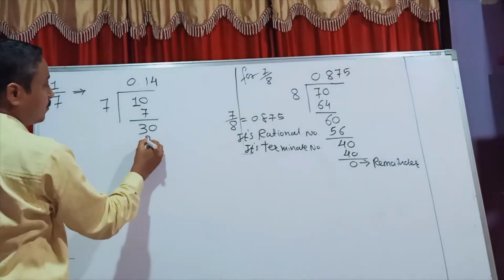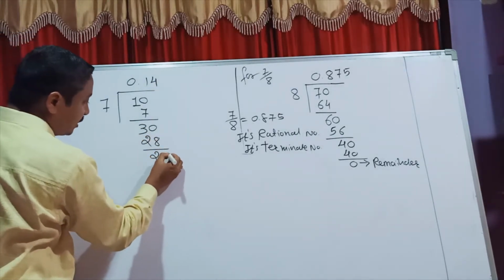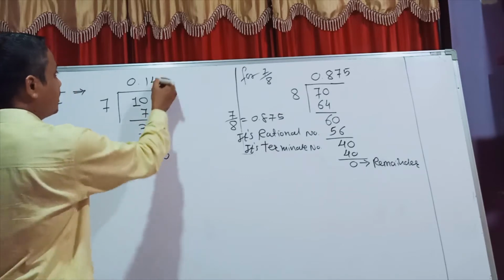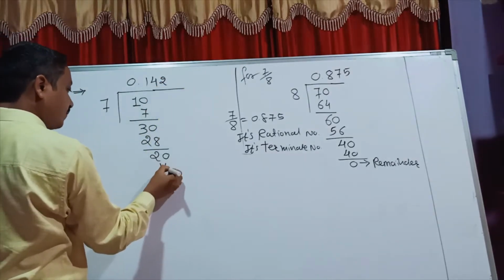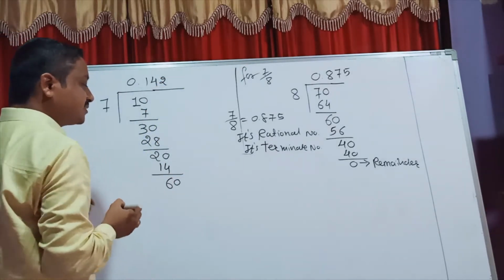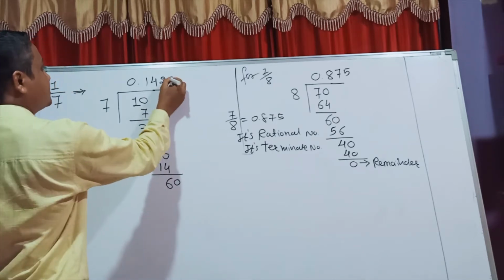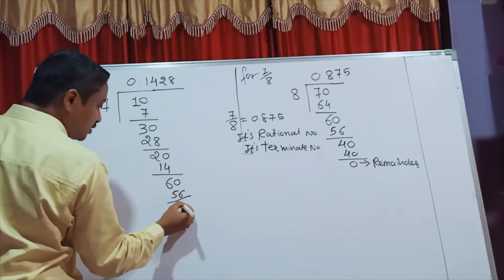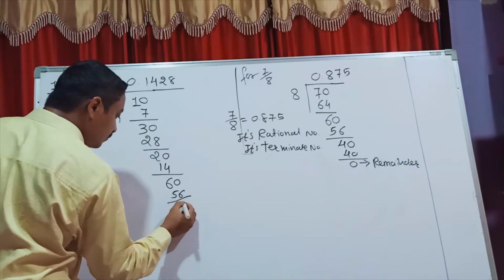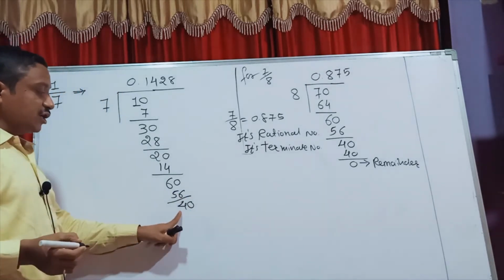7 4s are 28. 2 remaining, so 20. Next, 7 2s are 14. How much remaining? 6. So 60. 7 8s are 56. Remaining 4, so 40. Now students, continue.